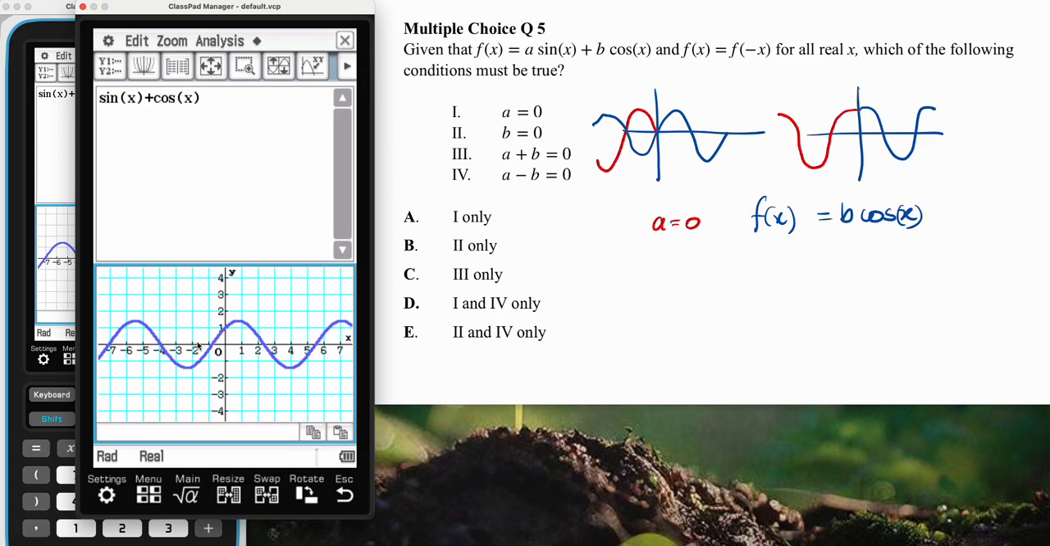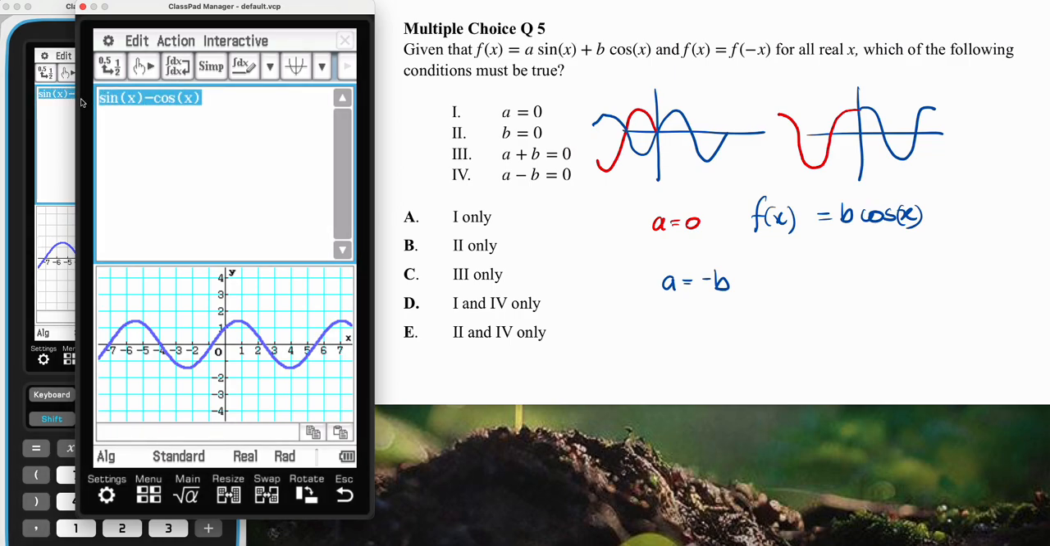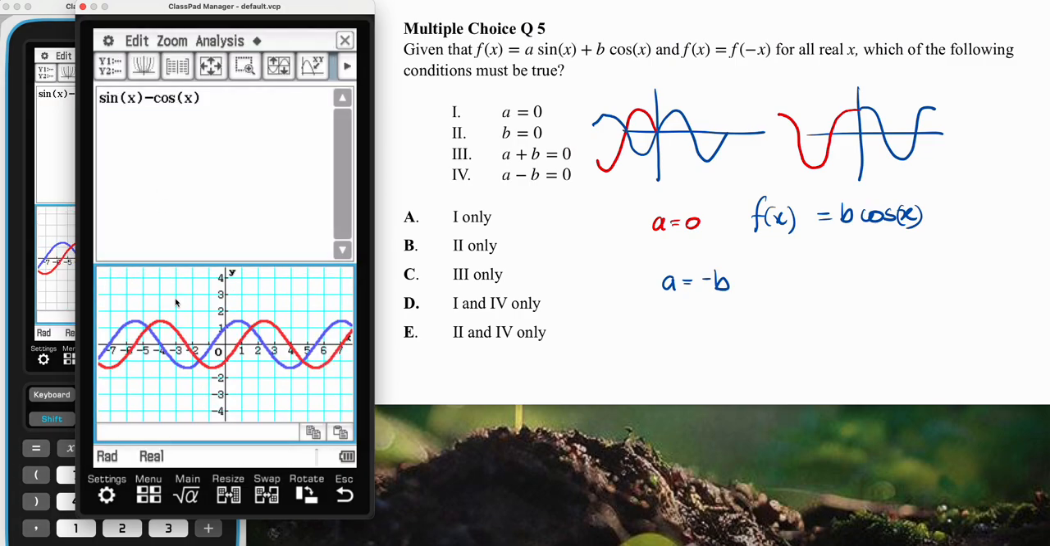If I do a plus b, maybe I should try this. If I make a plus b equals 0, or in other words, make a equal to negative b, I could test it here. That would look like this. Does that work? I'm taking the slow way around just to show you, no. If I make a minus b equals 0, that will be sine plus cos, and that won't work either. So what's the answer? A equals 0.